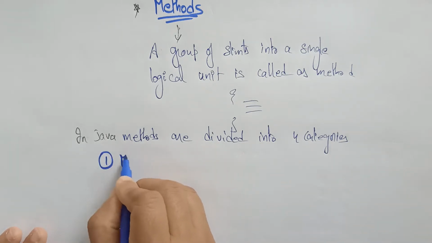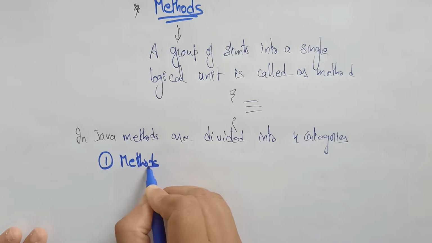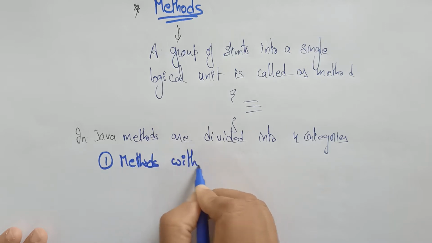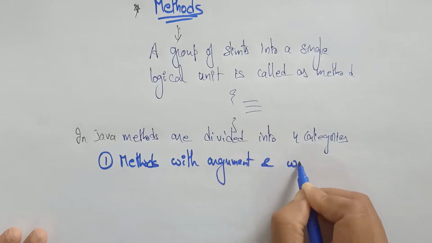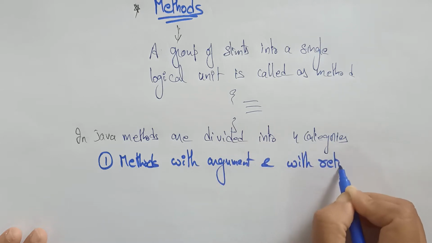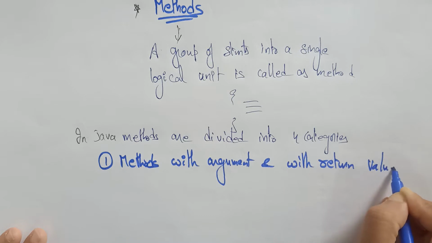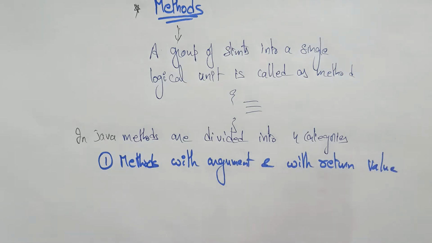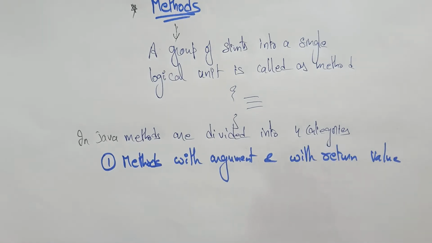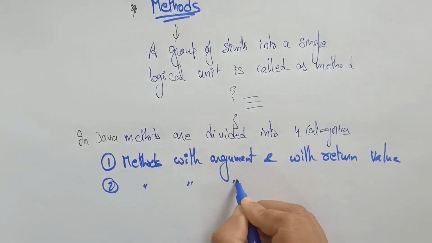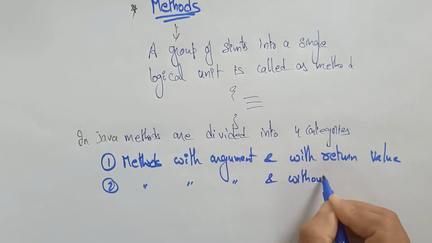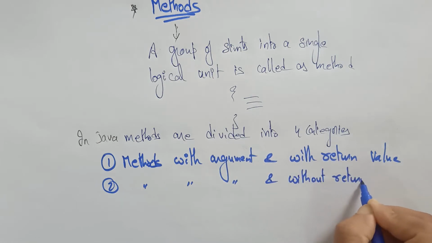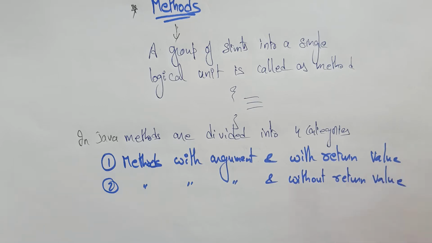Let me write. Method with argument and with return values. So the method consists of arguments as well as return values. Okay. Second one, methods with argument and without return value. There is no return value. Only arguments are there, but it doesn't have a return value. That is one type of method.